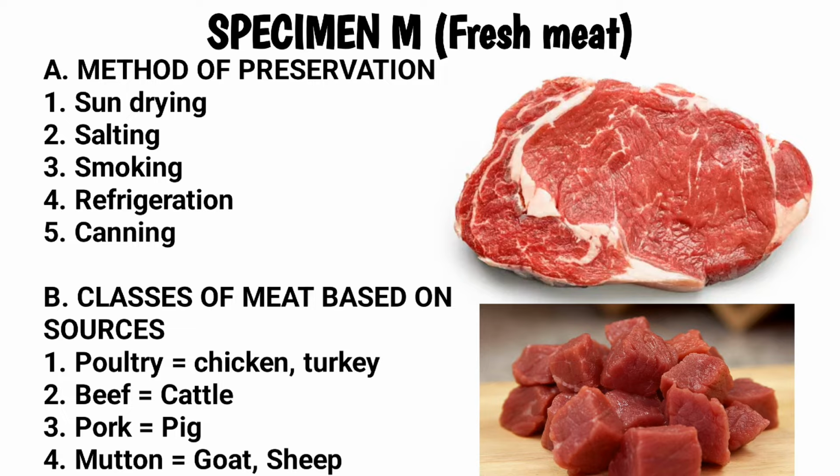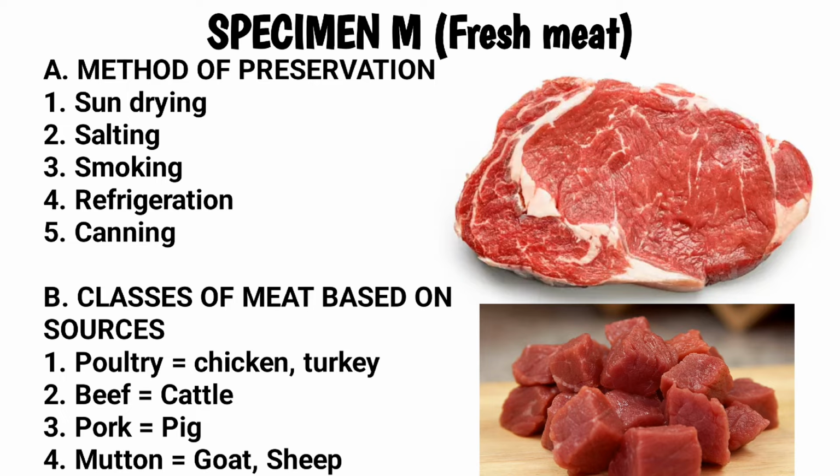Then you could be asked, what are the methods of preservation? So the methods are sun drying, salting, smoking, refrigeration, and then canning. Then you could be asked, what are the classes of meat based on their source? So we have poultry if it's got from chicken or turkey. We have beef if it's got from cattle. We have pork if it's got from pig.